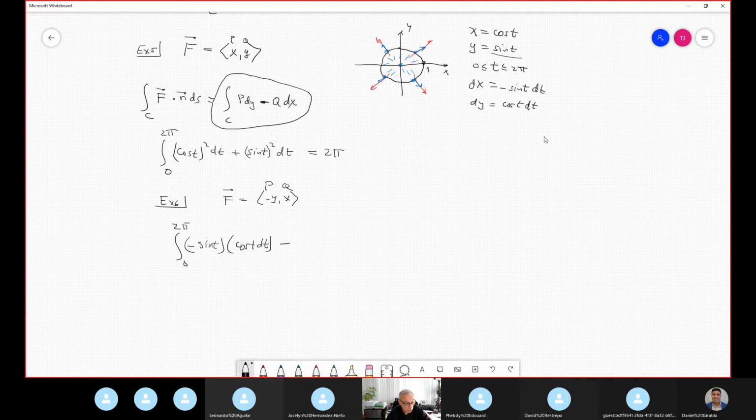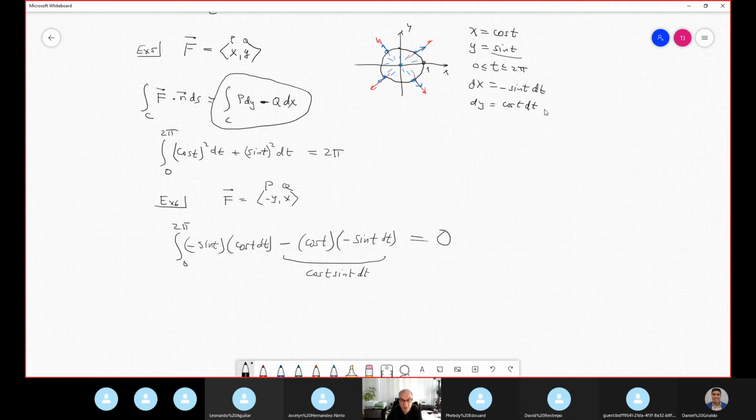Minus Q. But Q is x. And x is cosine. Cosine T multiplied by dx. And dx is minus sine T dt. Well, we have a double sign here, it becomes positive. So actually, that part is cosine T sine T dt. And this is negative, they cancel out. The answer is 0 flux. Wow, amazing. I like that. Do you understand this or no?